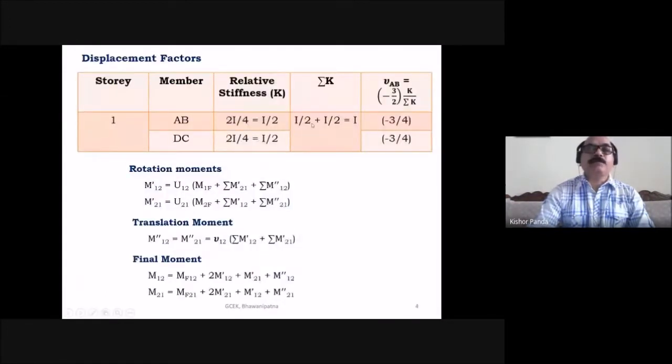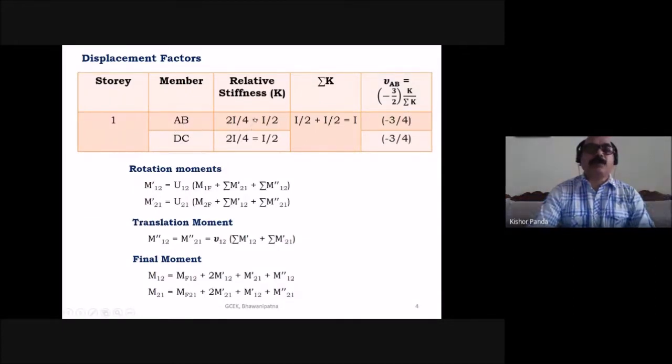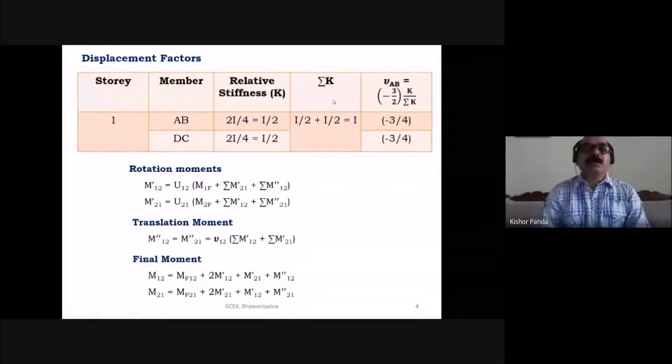Then you find out the relative stiffness of this first story. In the first story you have 2 vertical members. So you have to find out the relative stiffness of the vertical members, then the sum of the relative stiffness of all the vertical members of the first story. So in the first story there are 2 members, and the sum of these 2 is equal to I by 2 plus I by 2 is equal to I. So this is the summation of the relative stiffness of the vertical members of the first story.